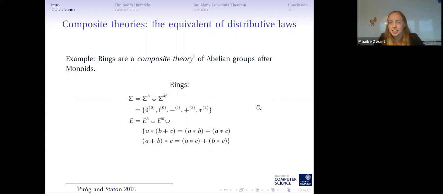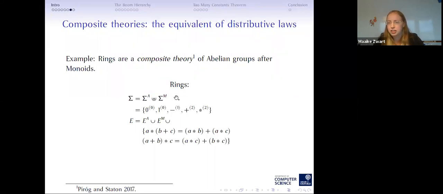But I want to explain it using the example of rings. Because rings are a composite theory of abelian groups after monoids. And notice this word after here. That's because there's a direction going on. And I'll point out that direction slightly later on.